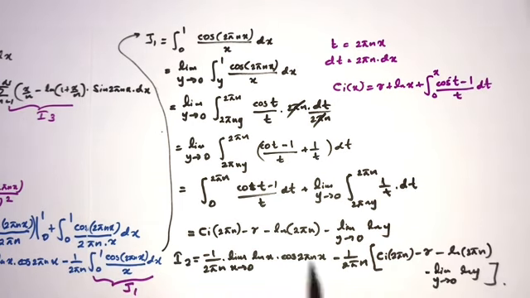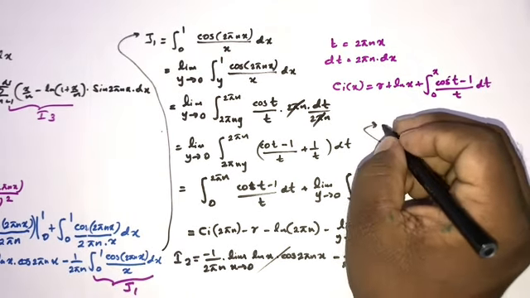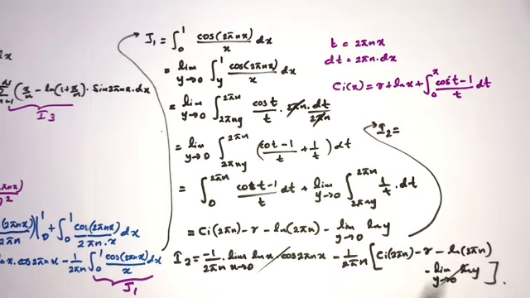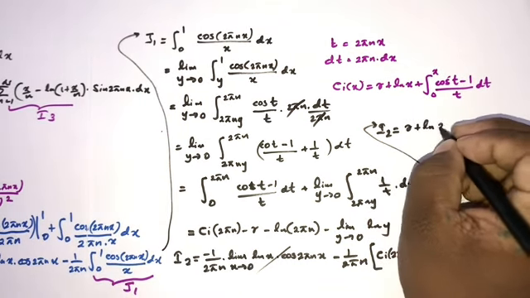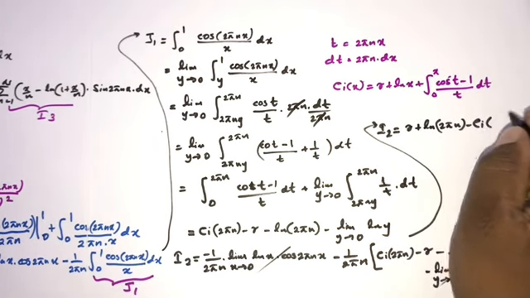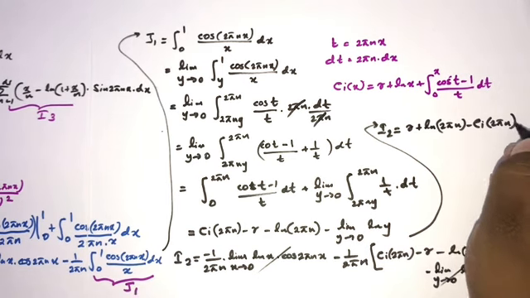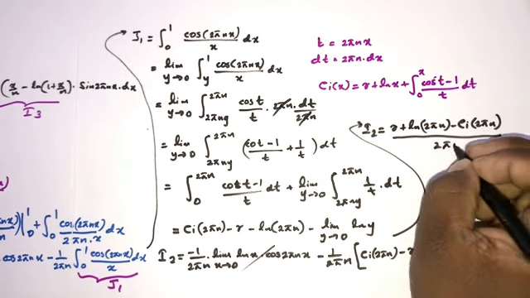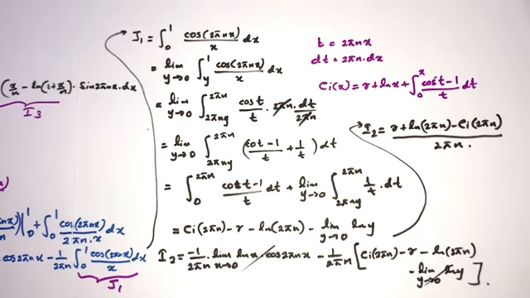Now we know this part and this part get cancelled, so I'm going to write here I2 is equal to minus, so gamma, then plus natural log of 2 pi n minus cosine integral of 2 pi n, over 2 pi n. Okay, now we have evaluated, we solved I1 and I2.